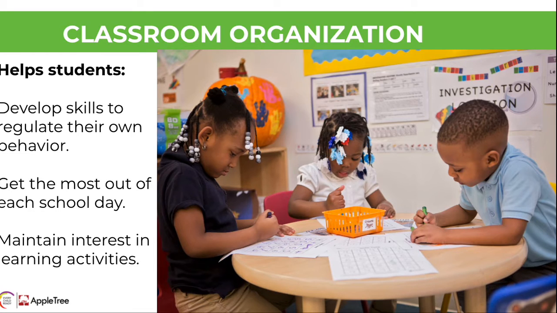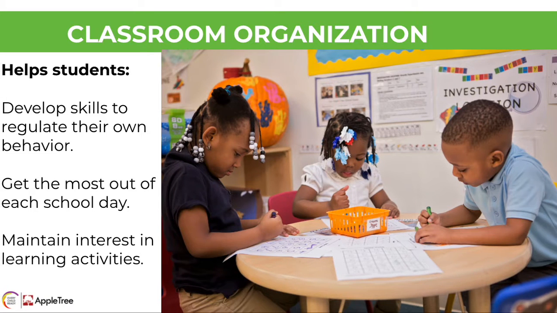So classroom organization can help students develop skills to regulate their own behavior. It can help them get the most out of each school day, and it can help them maintain interest in the learning activities. So they really culminate in the way that teachers can coordinate their classroom to be a predictable and productive learning environment. So think about little kids, right? Having a predictable environment is really important. They know what's coming up next. And it also leads to productivity. So let's take a deeper look.